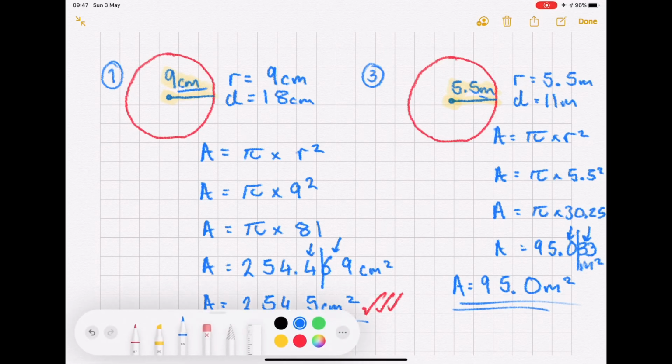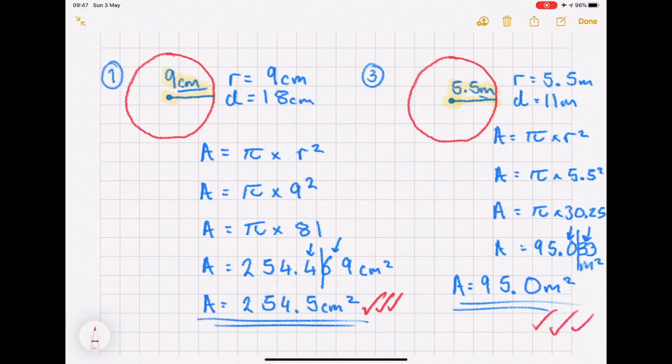If you got that, fantastic. Give yourself some ticks. Well done. So that's the 3 checks. Let's have a look at that extension.